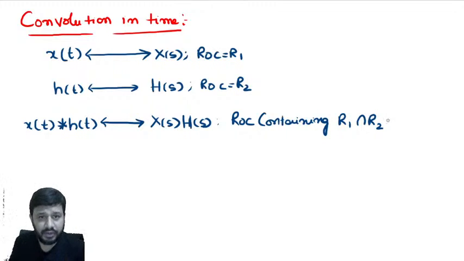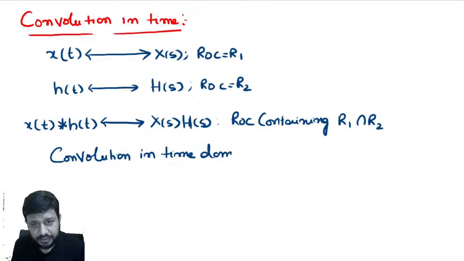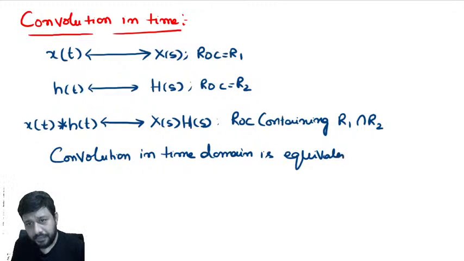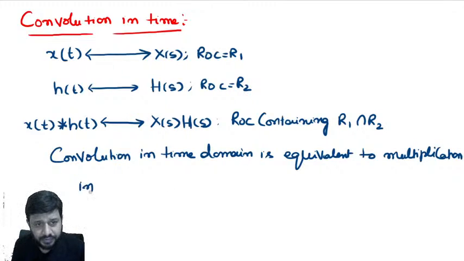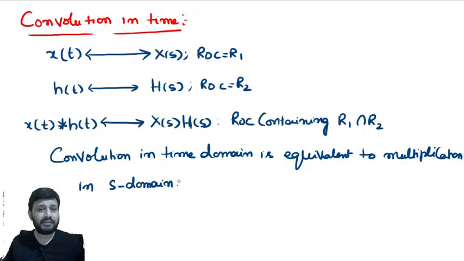In the statement, what we are going to say here is convolution in time domain is equivalent to multiplication in S domain. Similar kind of statement we have seen in continuous time Fourier transform: convolution in time domain is equivalent to multiplication in frequency domain. Here the statement is convolution in time domain is equivalent to multiplication in S domain.